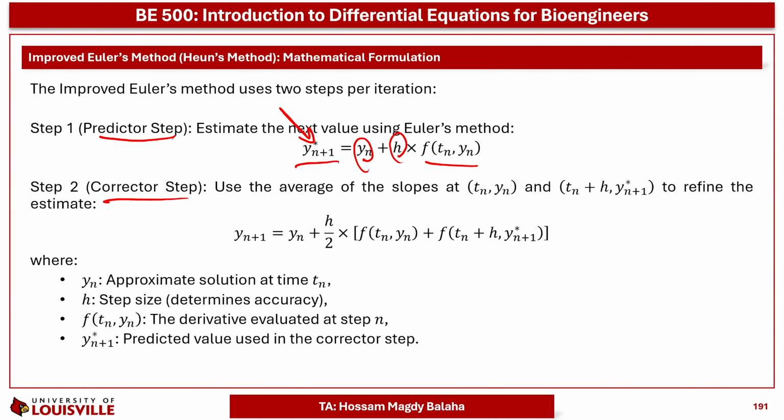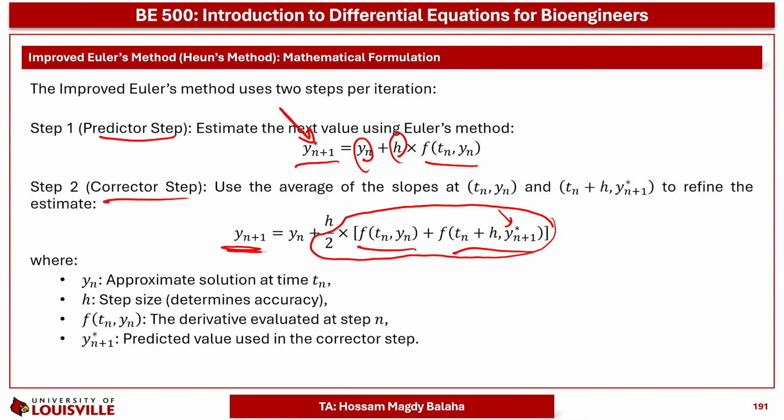This will be only the prediction. Now we need to make the correction, simply by taking the average of the two slopes between f of tn and yn and the predicted one of the next step, which is f of tn plus h and yn plus 1 star. Getting the average of both and substituting in the same equation, we will get yn plus 1.